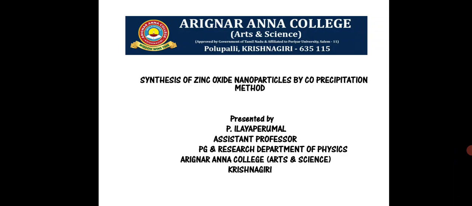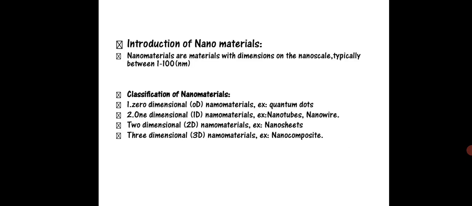Today, we will discuss the synthesis of zinc oxide nanoparticles by the co-precipitation method. The introduction of nanomaterials: nanomaterials are materials with dimensions on the nanoscale, typically between 1 to 100 nanometers. 1 nanometer equals 10 power minus 9 meter.